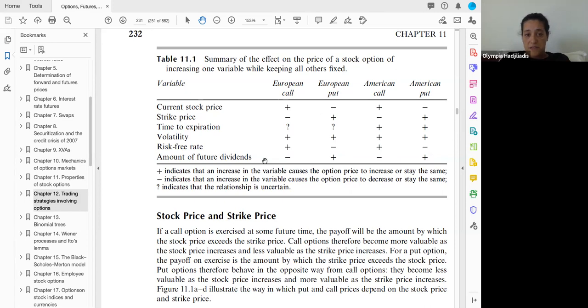As the amount of future dividends increases, the European call decreases, because that brings down the value of the stock. Since it has a positive relationship with the stock, it will have a negative relationship with the amount of future dividends. And the European put is the opposite. If future dividends decrease the price of the stock, then it has a positive effect on the European put. The same holds true for American call and American put. And let's go and examine each and every one of these cases one by one.